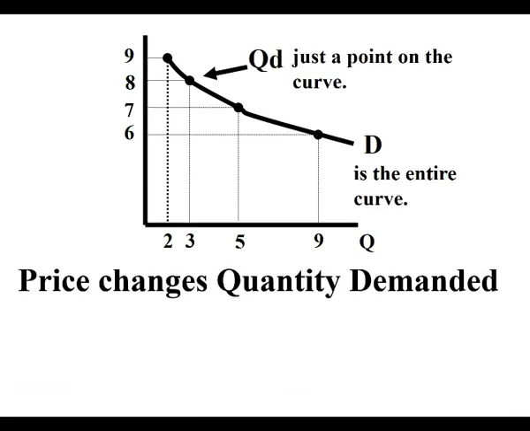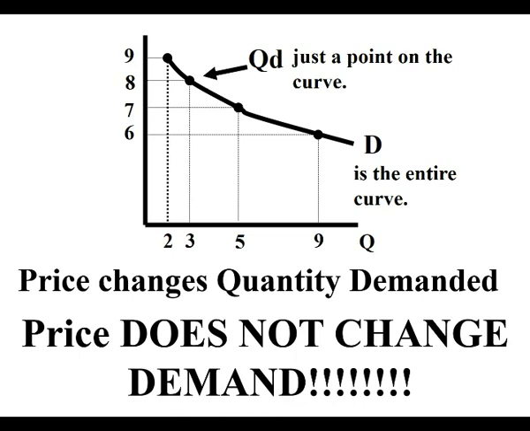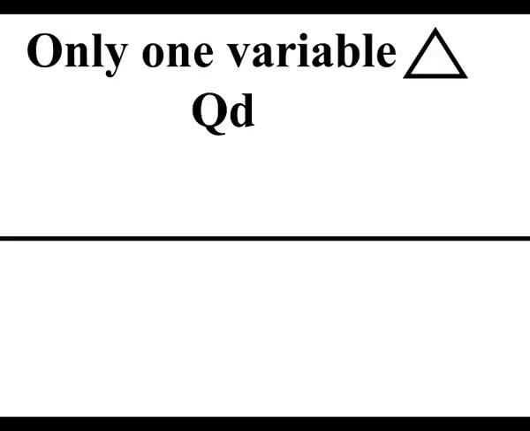Here's our curve. Price changes quantity demanded. Remember that the variable that changes the quantity demanded is the price, and vice versa. Each of these points on a graph represents a price and a quantity demanded, and we're not changing demand when the price of a product changes. Price does not change demand, and notice that I put 8 exclamation points to make it very clear that price does not change demand. It's a very important idea.